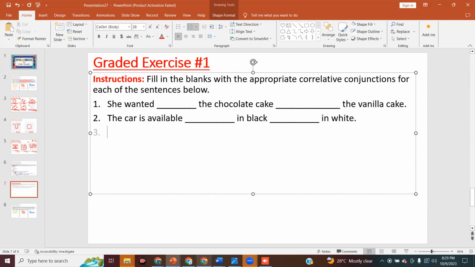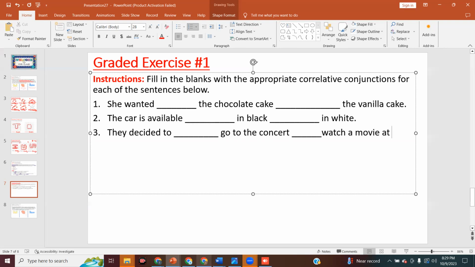Number 3. They decided to go. So they decided blank go to the movie and go to the concert. Watch a movie at home.